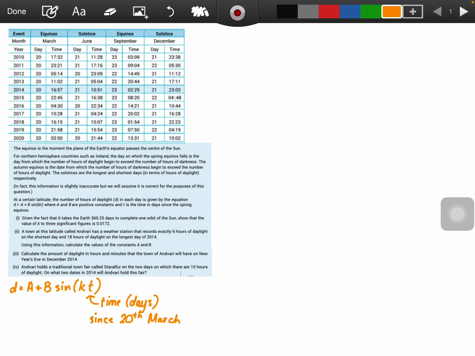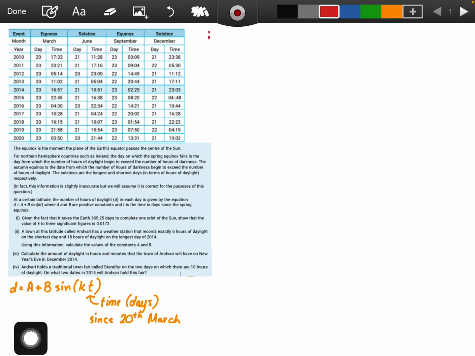Okay, so this is it. A, remember, is the horizontal midway line. B is the amplitude of the sine graph. K is what is usually C. It's 2 pi divided by whatever the period for this question is.